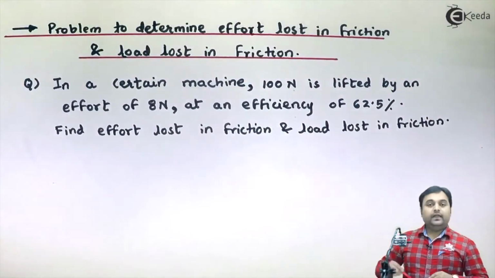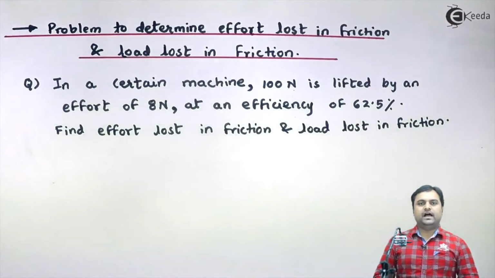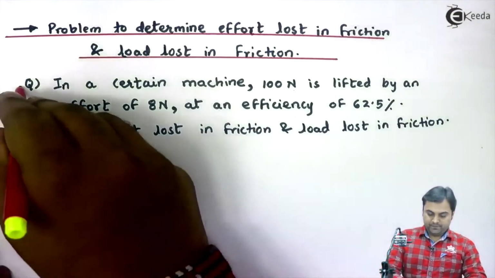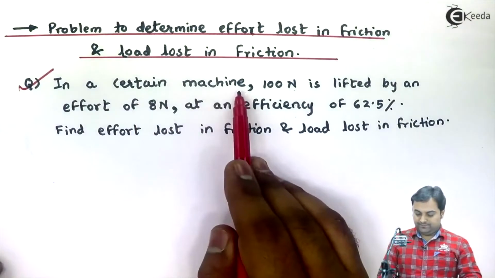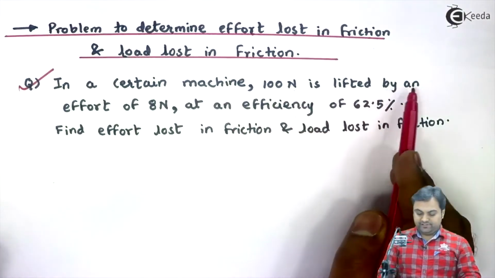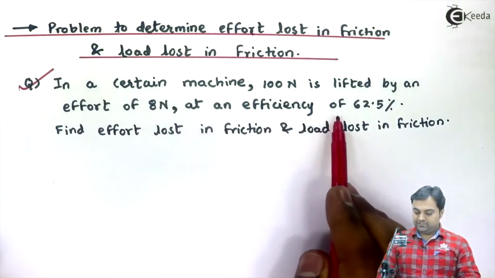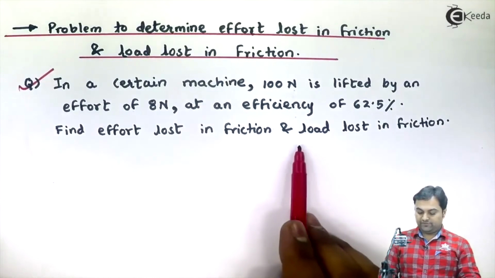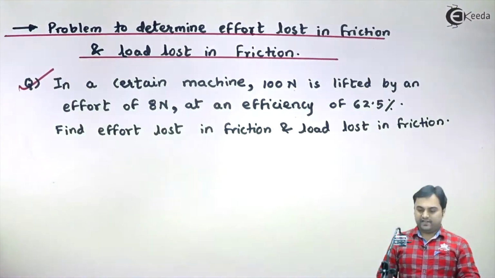Friends, in this video we will see a problem on effort lost in friction and load lost in friction. Here we have a question. Let's go through what is given here. In a certain machine, 100 Newton is lifted by an effort of 8 Newton at an efficiency of 62.5%. Find effort lost in friction and load lost in friction. This is the question which we have.